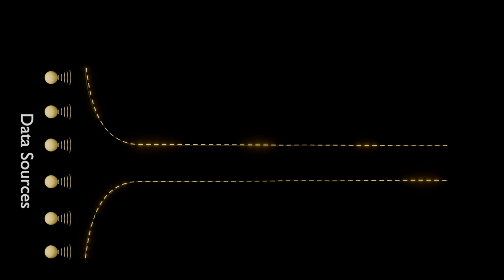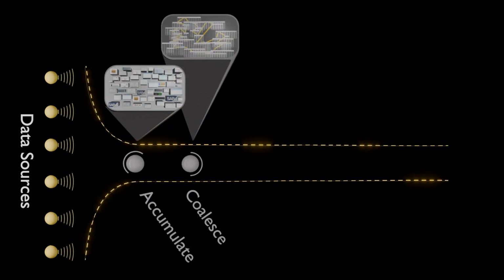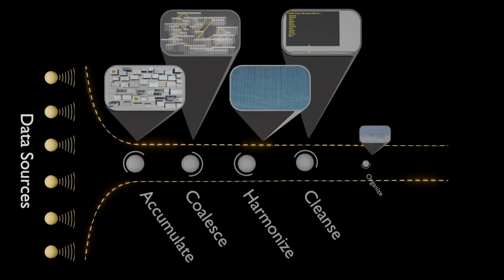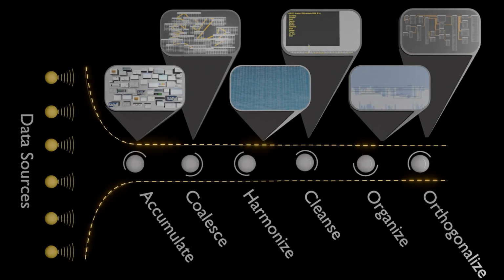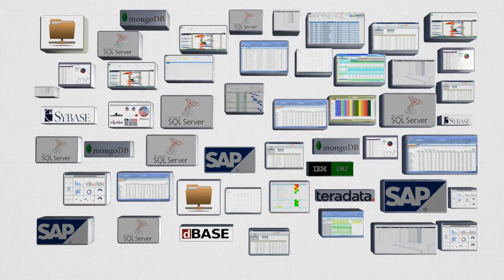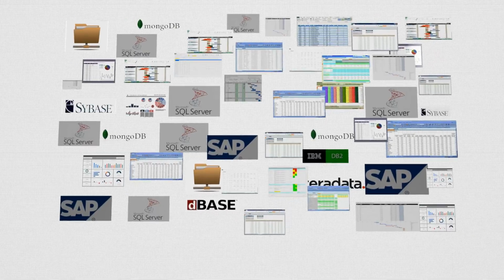This process is divided into 6 key steps: accumulate, coalesce, harmonize, cleanse, organize, orthogonalize. The first step is accumulate. You must take your data, collect it, and put it all together. The first thing is to know where it is.